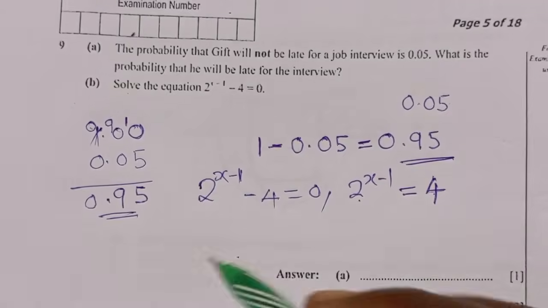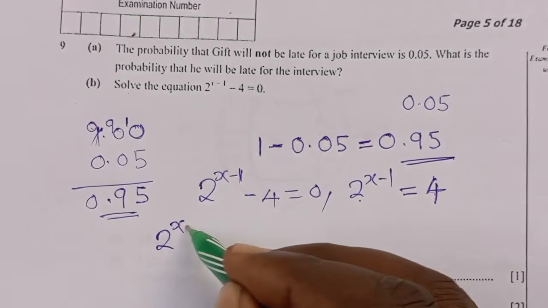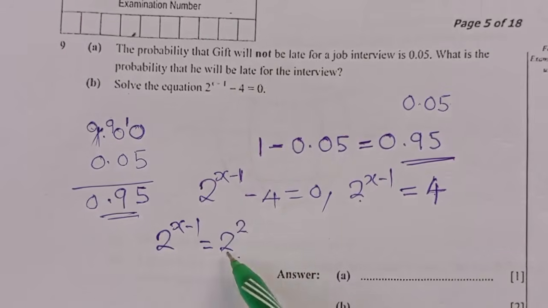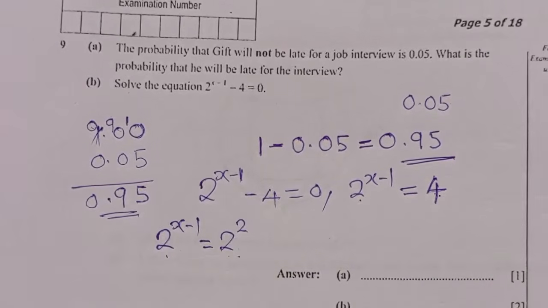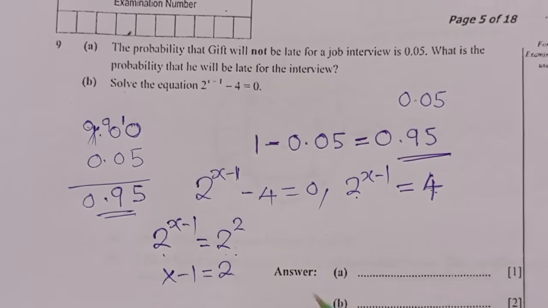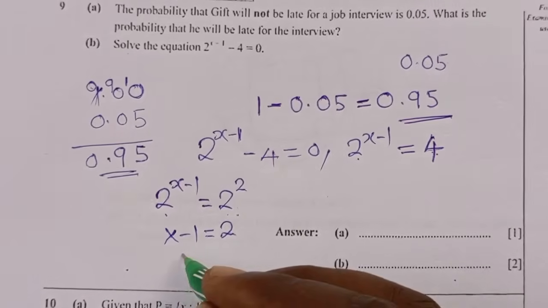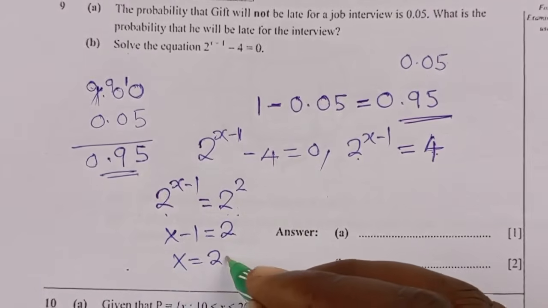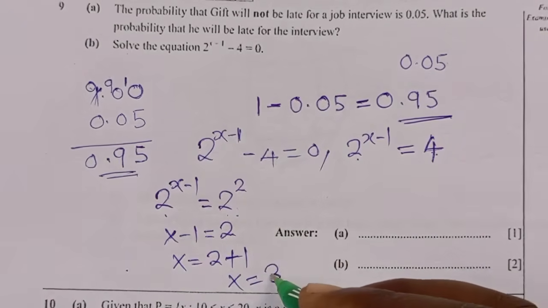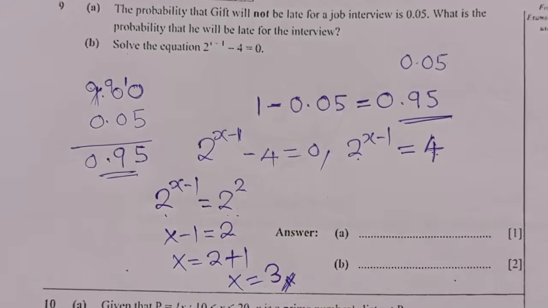So this can also be written as 2 to the power x minus 1, which is equal to 2 to the power 2, because we know that 2 to the power 2 is the same as 4. Since the bases are the same, we equate the powers. So x minus 1 is equal to 2. Therefore, x is equal to 2 plus 1, so x is equal to 3 finally. This is the answer. We are done. This is how we are supposed to answer such a question.